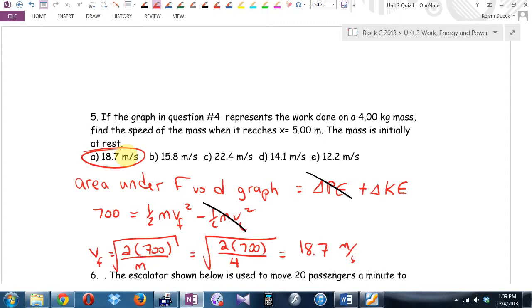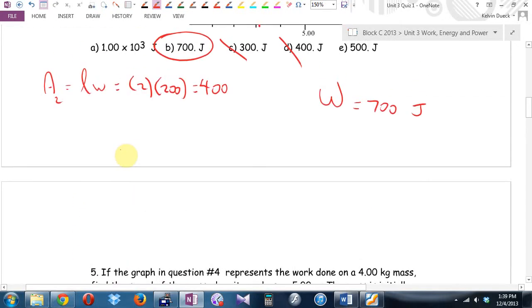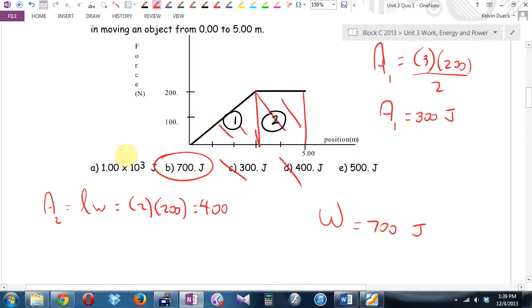Tell me how you found the acceleration. I did work equals force times distance. Okay, that will work because actually work equals average force times distance. If it's a changing force, it is a look up, look up, look up. It is a changing force.